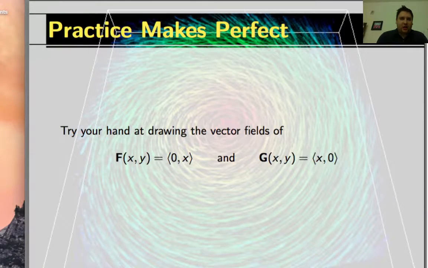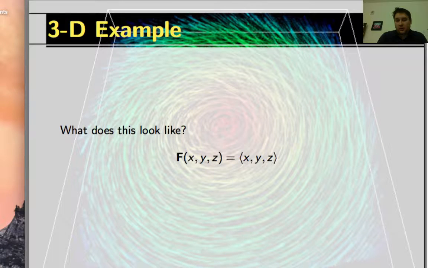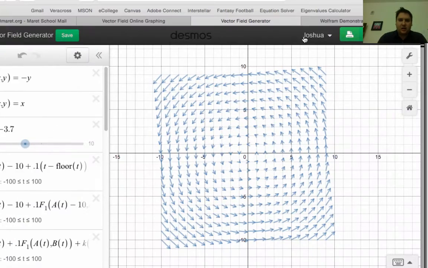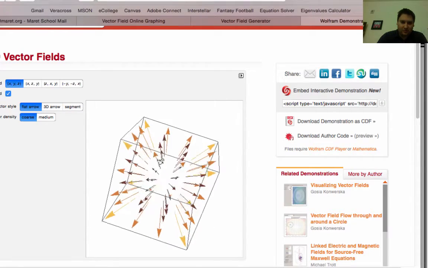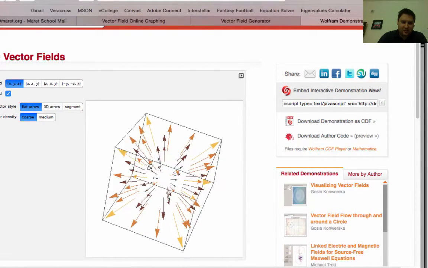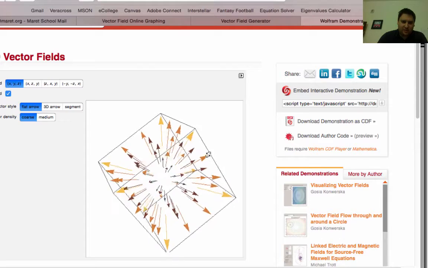Okay, perfect. So let's look at a quick 3D example. What is this going to look like? F of xyz is given by the vector xyz. Seems pretty straightforward. So unfortunately, that website that I gave you a moment ago and Desmos only do things in 2 dimensions, which is obviously very limited. Luckily, there's a Wolfram demonstration here. Unfortunately, there's only 4 examples on this demonstration, so this one here is the one that we're interested in, f of xyz equals xyz. And hopefully it's not surprising to you that we're kind of just going away.